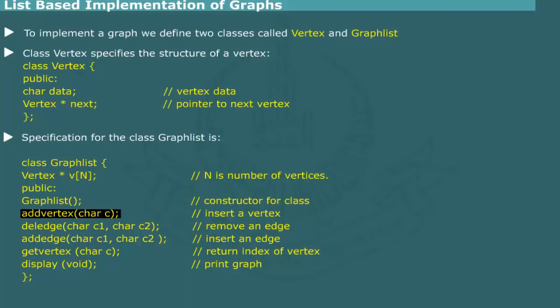Add vertex to insert a new vertex to the graph. Del edge to remove an edge from the graph. Add edge to insert a new edge between a pair of given vertices. Get vertex to return the index number of a vertex. Display to print the graph. Click here to run interactive demonstration for list-based implementation of a graph.